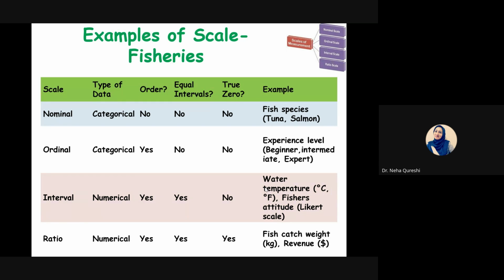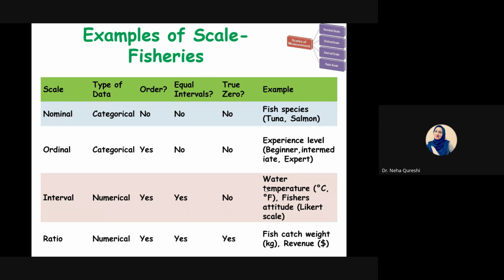Then you have ordinal scale, in which the data definitely is categorical. There is an order, but there are no equal intervals and no true zero. For example, if you want to see the experience level of fishers, say beginners, intermediate, or experts. So there is a hierarchy. Some order is there, but there are no equal intervals and no true zero here.